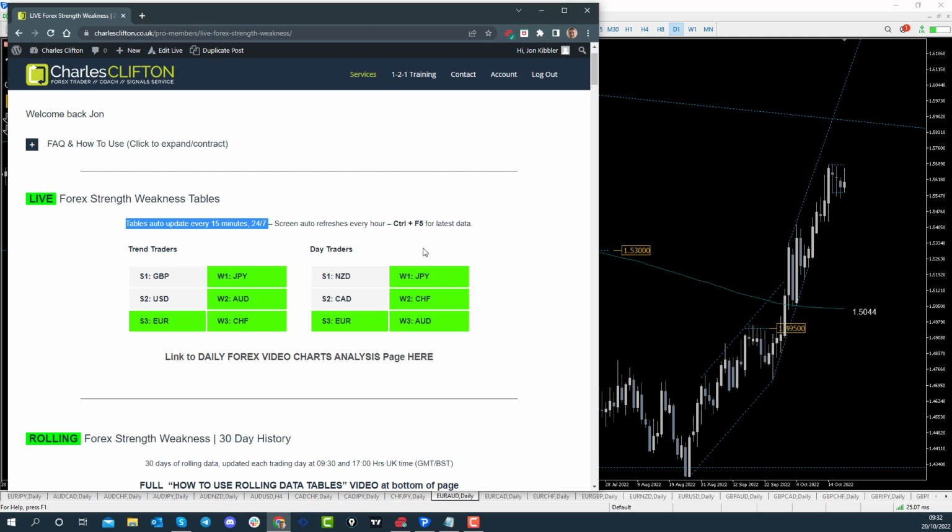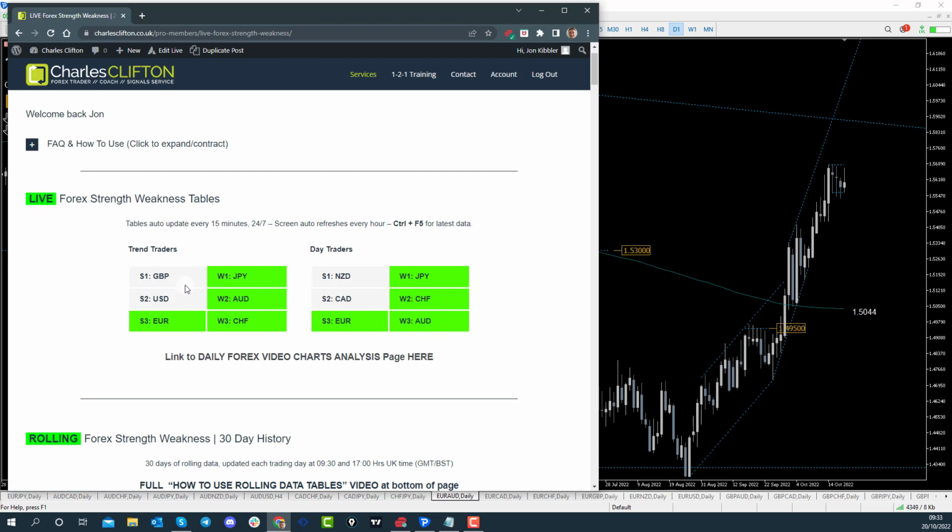So what are the live Forex strength and weakness tables showing us this morning? Well, the euro is highlighted on both tables as S3, and we have the yen topping both tables at W1, so the weakest currency. On the trend traders we have Aussie W2 followed by the Swiss franc in W3. On the day traders that's flipped, so we have W2 as the Swiss franc, W3 as the Australian dollar.